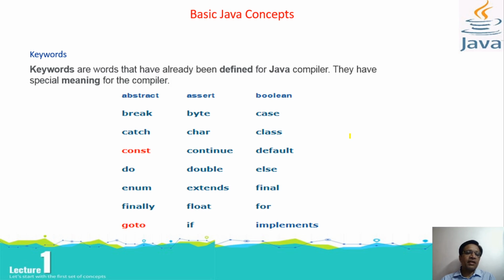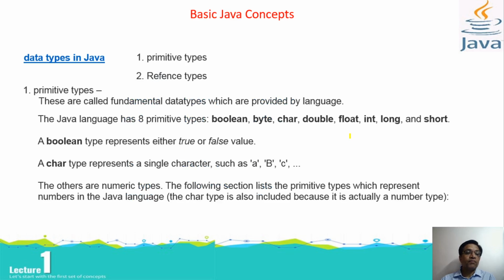The various examples are given here: abstract, break, const, but const is not so far included in Java, do, finally, float, extend. So these are the various keywords which are there in Java. Now we talked about the data types. Now from here we'll start with today's class.